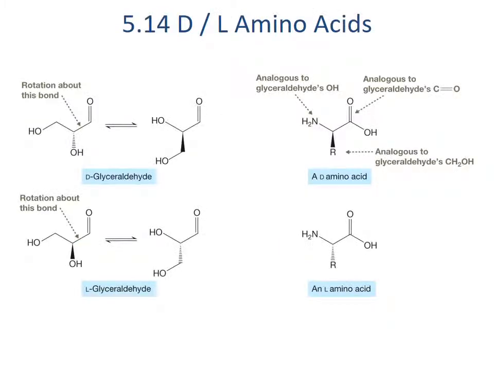We talk about D and L amino acids in the same way as carbohydrates, except the aldehyde is replaced by a carboxylic acid and the alcohol is replaced by an amine. So anytime we have a D amino acid, the amine is on the right of the Fischer projection, and anytime we have an L amino acid, the amine is on the left of the Fischer projection. Interestingly, while most naturally occurring carbohydrates are D, most amino acids are L.